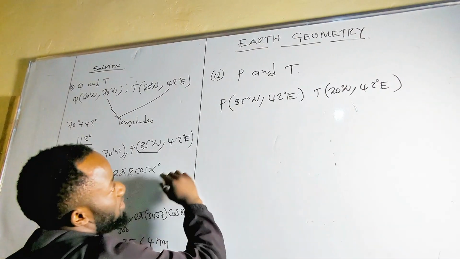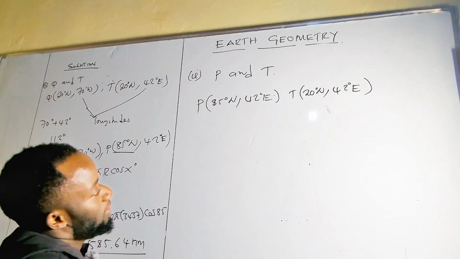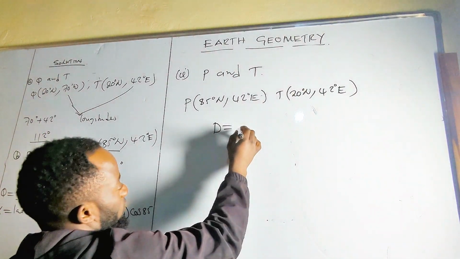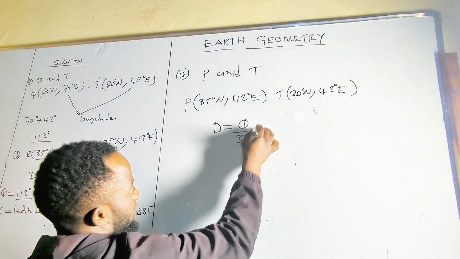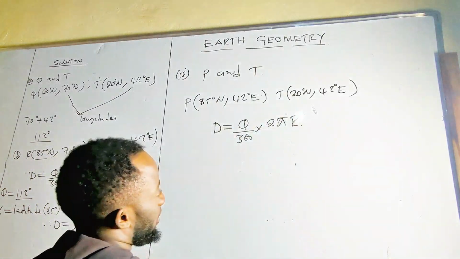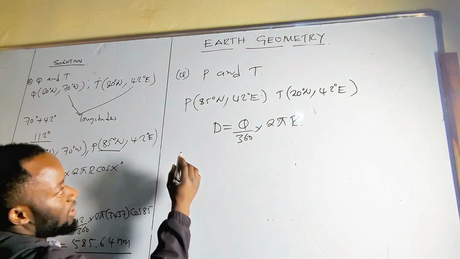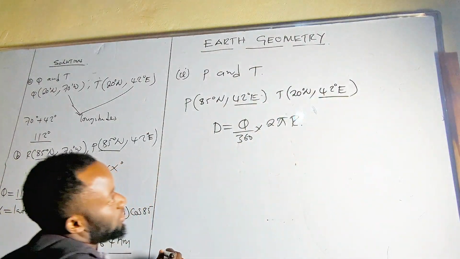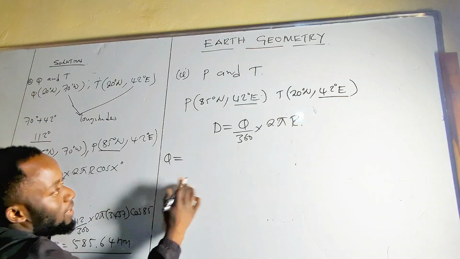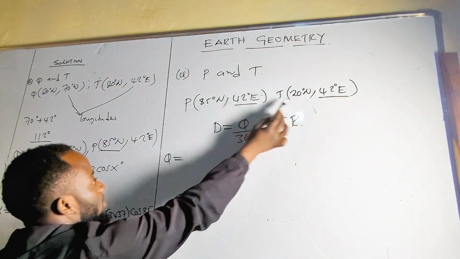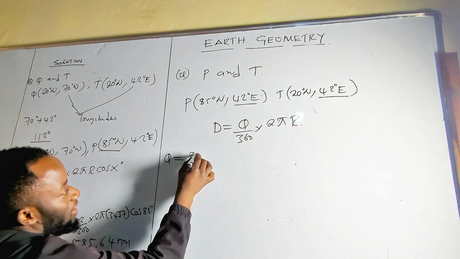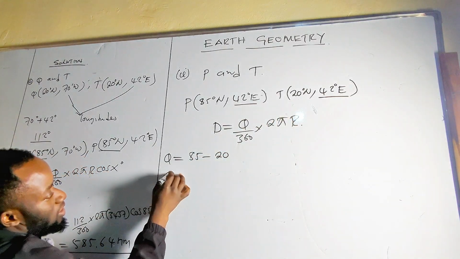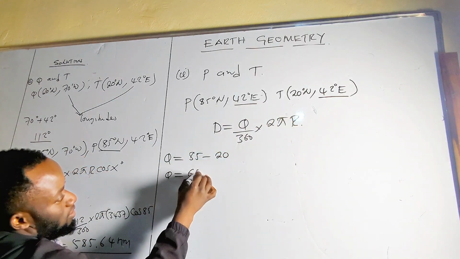All right, so the second one is saying P and T along the circle of longitude. Distance along the circle of longitude is equal to theta over 360 times 2 pi r. That is the formula. Now we are calculating distance along the circle of longitude because these two towns are sharing the same longitude. So what is theta this time around? Theta is the difference in latitudes. So we have 85, and they're standing on the same hemisphere, so it's 85 minus 20, which is 65 degrees.